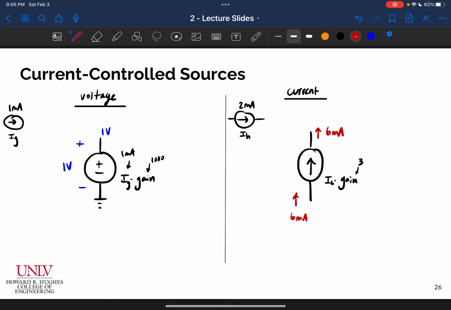And so in the next video, I'm going to go ahead and solve an example using a current controlled current source. Or sorry, it doesn't have to be a current controlled current source. It could be either one of these. I'll probably do the current controlled voltage source since I did current in the previous video.